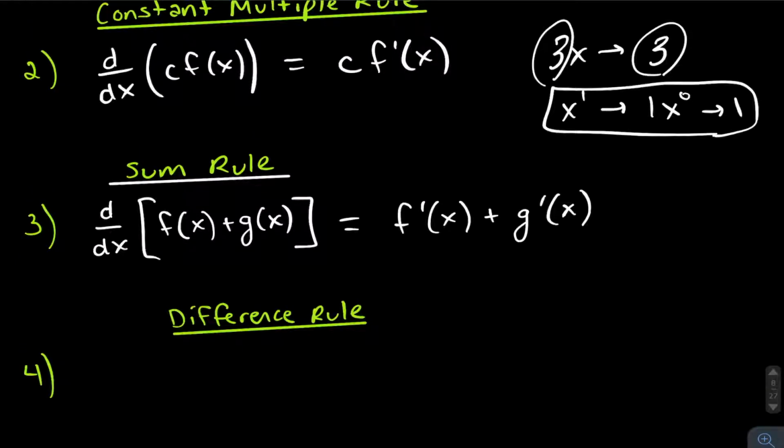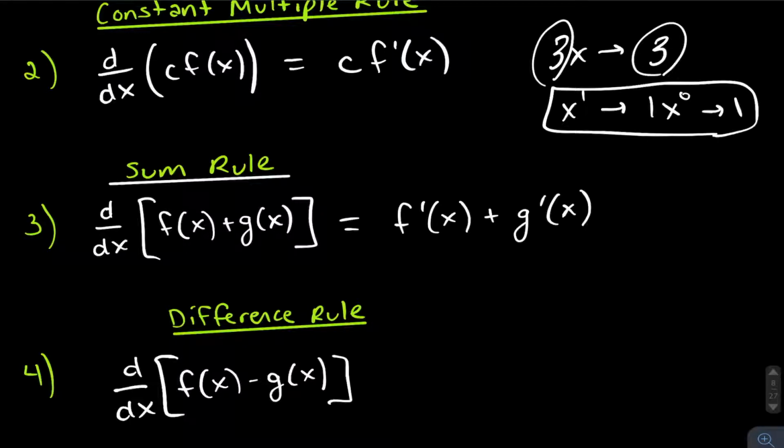Now the difference rule. Of course, the difference rule, as you can probably guess, is just the same thing. So you have f of x minus g of x. And when you take the derivative of that, you get f prime of x minus g prime of x.